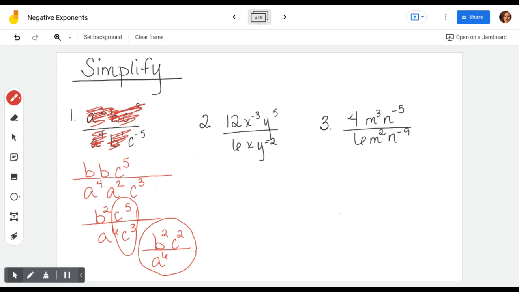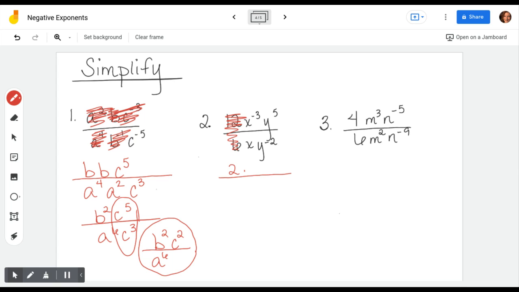Let's do another one like that. So I'm going to set up my fraction bar. Now this one, there's coefficients. I'm going to reduce the 12 and the 6. 12 over 6 is really just 2, so I'm going to put a 2 on the top. If you want to put a 1 on the bottom, you can, but you don't have to. So I'm going to mark those out. I've taken care of them.